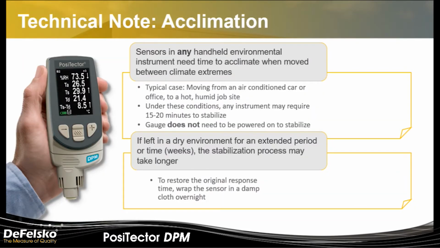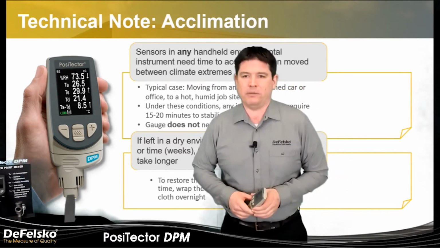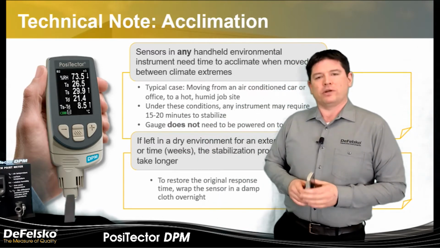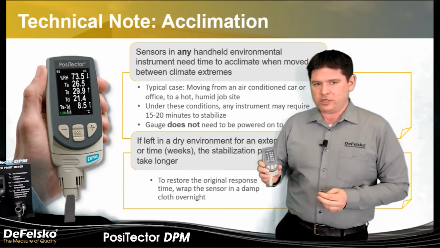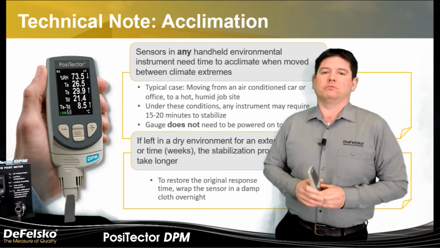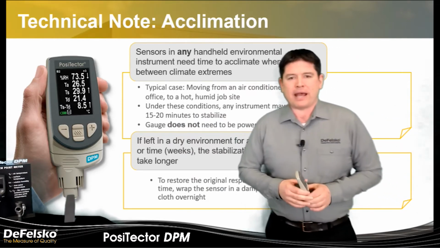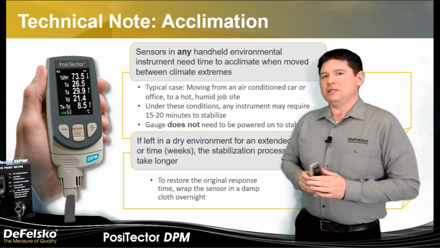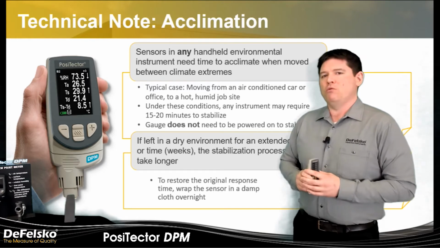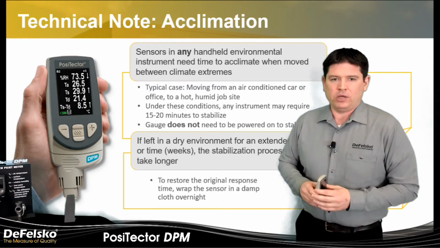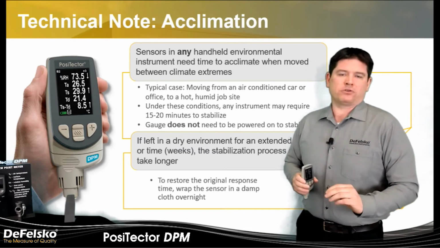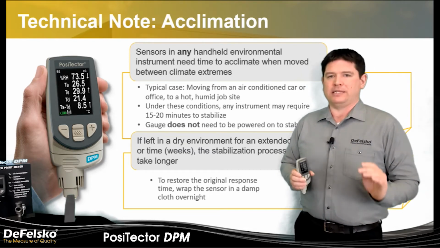Okay, one of the prominent questions we get with the PosiTector DPM is related to acclimation, and I'm going to fade back in here. So we wanted to address this during this webinar because if you're selling this gauge, this is a question you will probably get. What we mean by acclimation is the sensors within the PosiTector DPM need a little bit of time to adjust if you move from one environment to another. Specifically, if you move from one environment that has a very low humidity or low temperature to one that has a high humidity or high temperature.